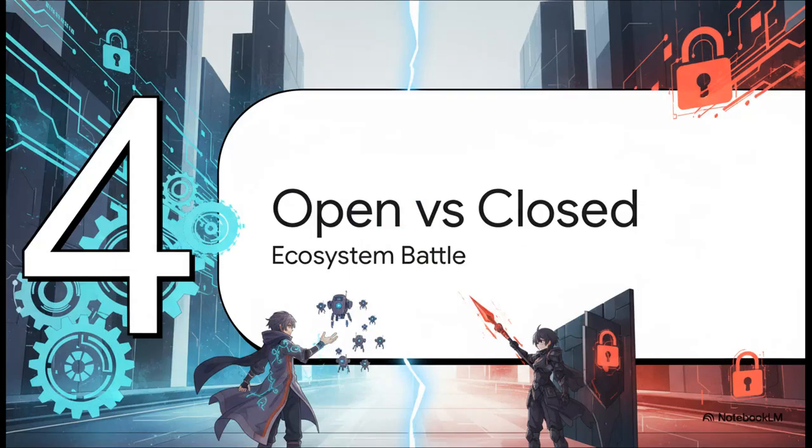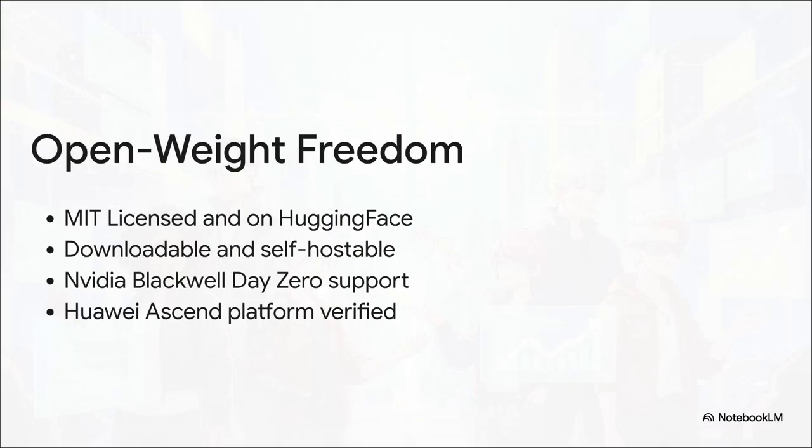Section 4. Open weight versus closed ecosystems. Unlike relying entirely on rented APIs from huge closed ecosystems, V4 offers some incredible deployment flexibility. It was released under an MIT license, with open weights right there on Hugging Face. It's completely downloadable and modifiable.